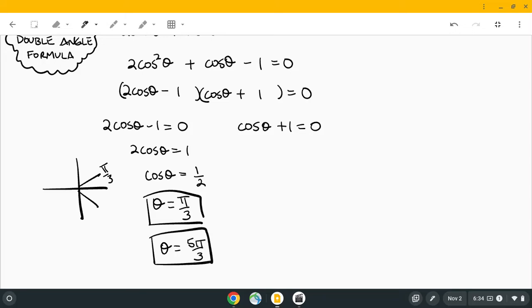So this is our answer over here in quadrant 4. Okay. Let's solve the other one.